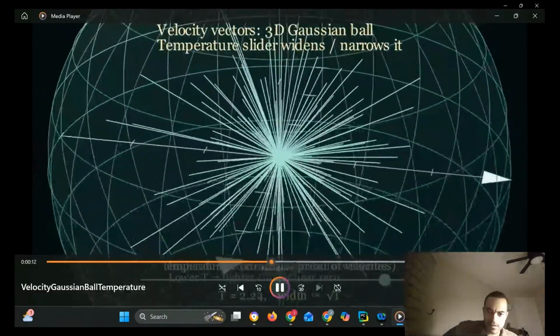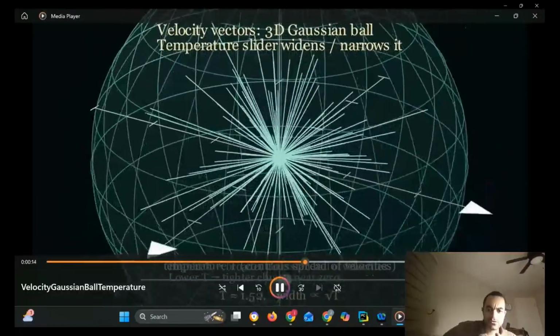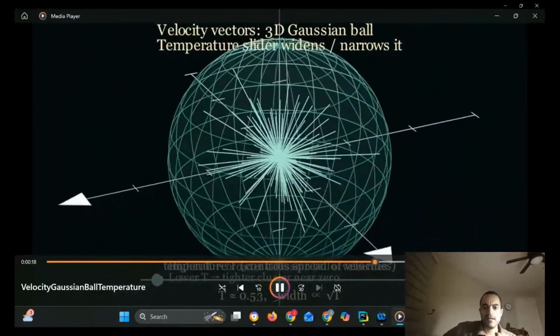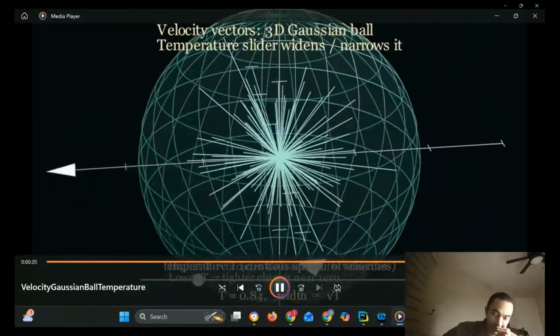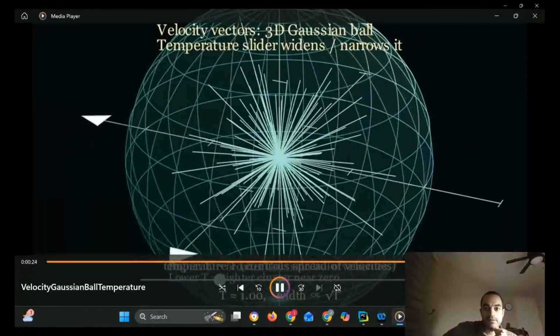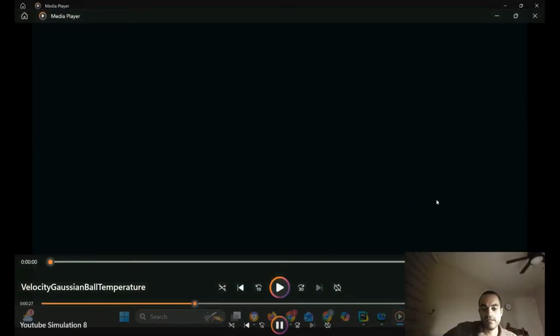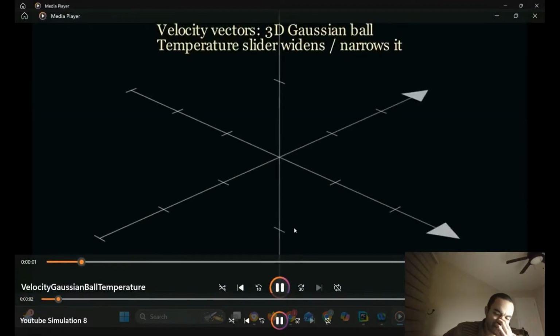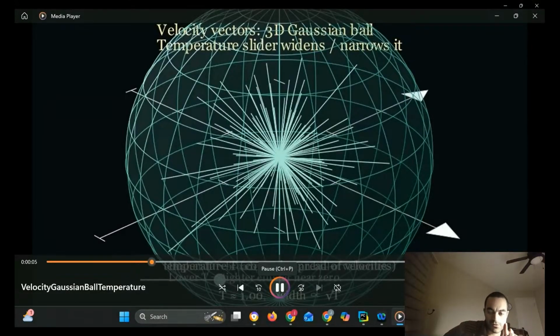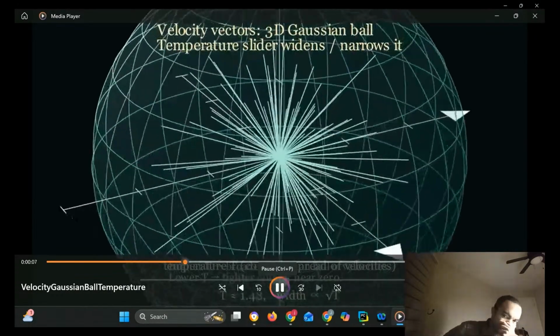Now, what this gives us is not just a mathematical representation, but it also shows the applications here, right? The applications to physics, okay? That if you have a certain type of slider, let me rewind, so that's why you can see it. Right, so you can see we have a Gaussian, three-dimensional Gaussian ball, okay?